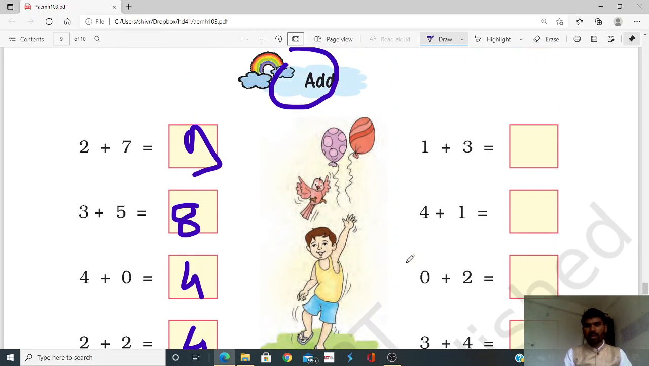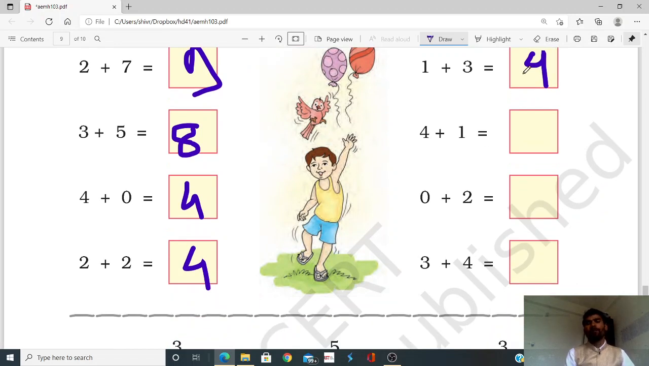Okay. Here also we have to do some additions. 1 plus 3. When we add together, our answer will be 4. Here you can see 4 plus 1. When we add together, we will get 5. 1, 2, 3, 4, 5. Right?